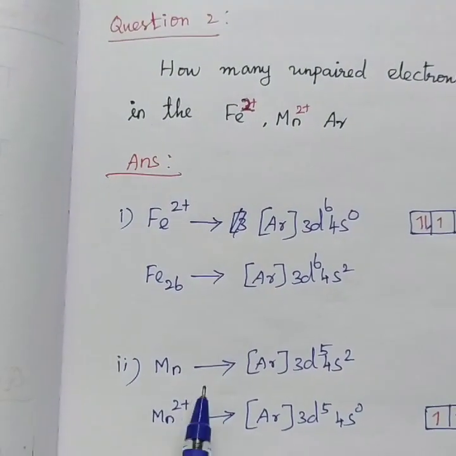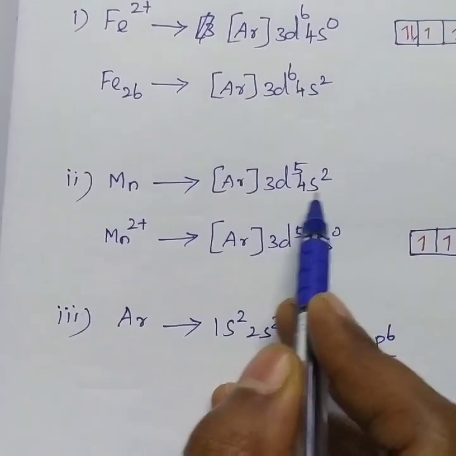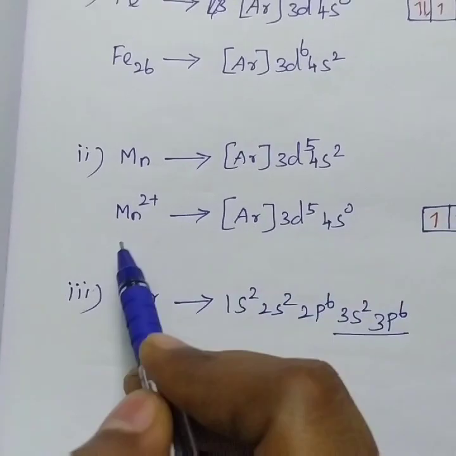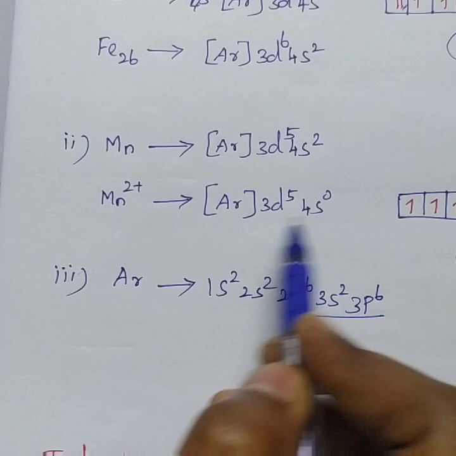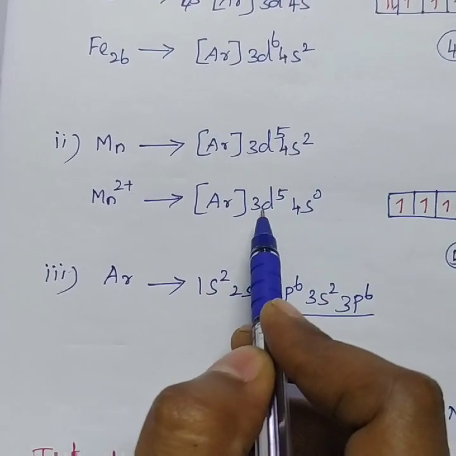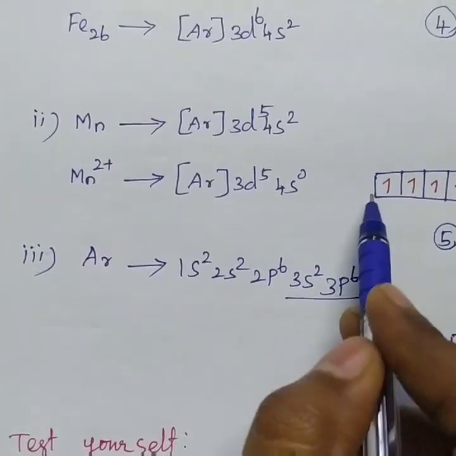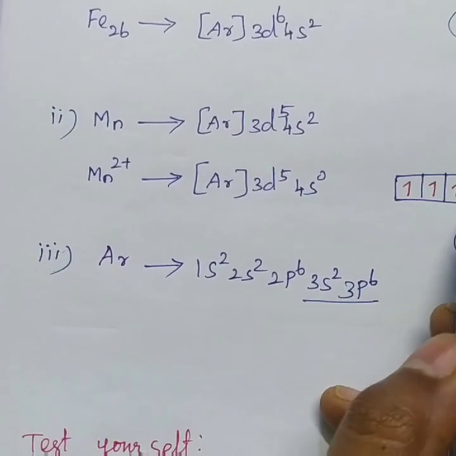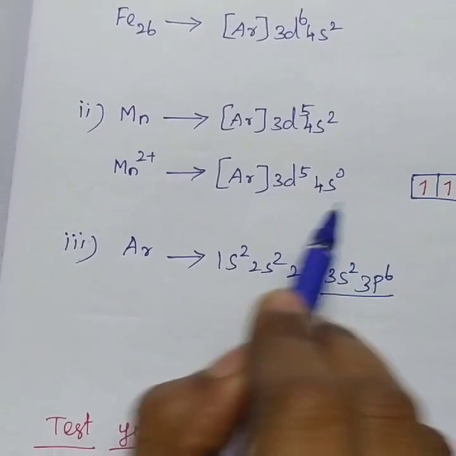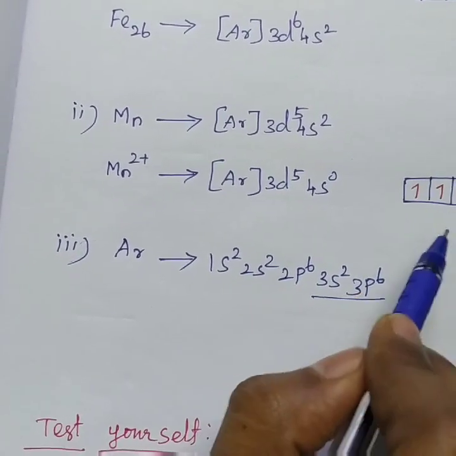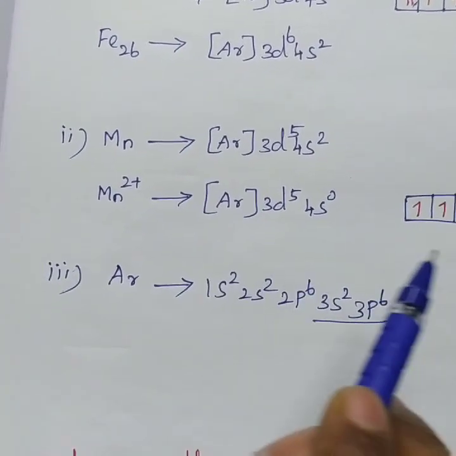Then next, manganese. For manganese I have written the electronic configuration ending with 3d5 4s2. For Mn2+, remove the 2 electrons from the valence shell, and the remaining configuration is 3d5. If you arrange 3d5 in the orbitals, there is 1 electron in each orbital. So all the electrons are unpaired, no electron is paired. So Mn2+ has 5 unpaired electrons in total.